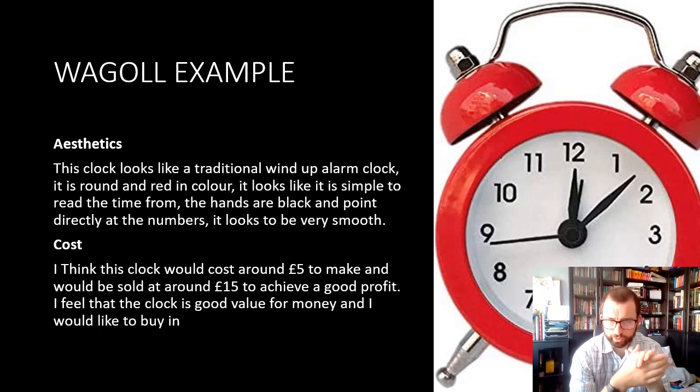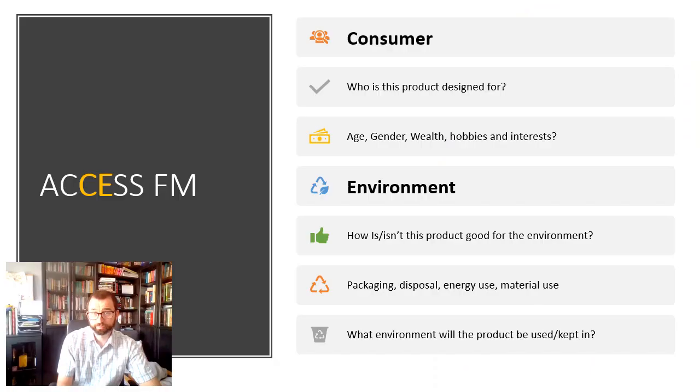And then for cost, I think this clock would cost around £5 to make and would be sold at around £15 to achieve a good profit. I feel the clock is good value for money and I would like to buy it. Okay, just realise the typo at the end there, so it's buy-in. So that is the waggle for that. It's just showing you quite simply how we go about writing this. Moving on through the next set of questions.